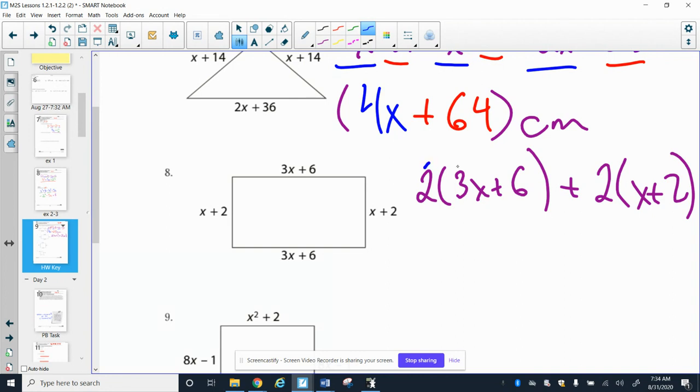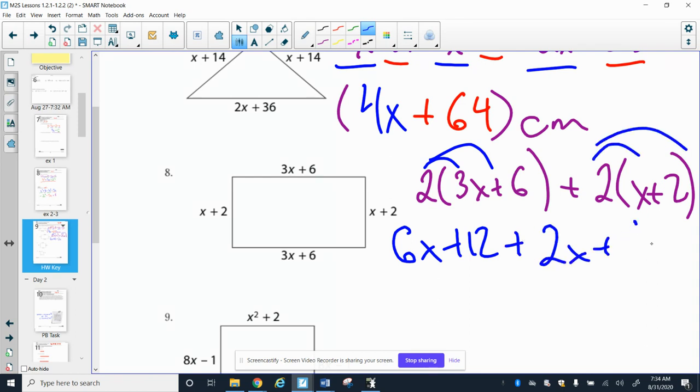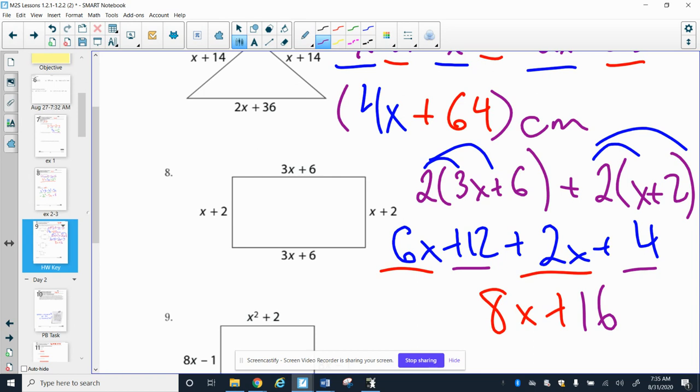Now to simplify, we can multiply across these parentheses. 2 times 3x, that's 6x. 2 times 6, plus 12. And then 2 times each of these, plus 2x plus 4. Okay. Combine our like terms, 6x and 2x, 8x, plus combine 12, 4, 16. And we want to put units on it. That's 8x plus 16. In this case, they said still in centimeters.